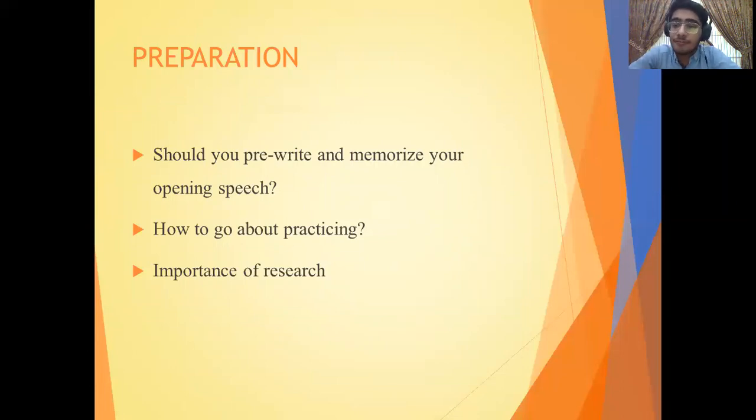I think that firstly, there needs to be some degree of pre-writing and some degree of memorization that necessarily needs to happen, particularly if you're in a highly competitive, incredibly large committee, or if you're attending an incredibly important conference. It is important that you pre-write your speech. It is important that you memorize your speech to a certain extent. It is important that you're very, very comfortable with delivering your opening speech before you actually step into the room.